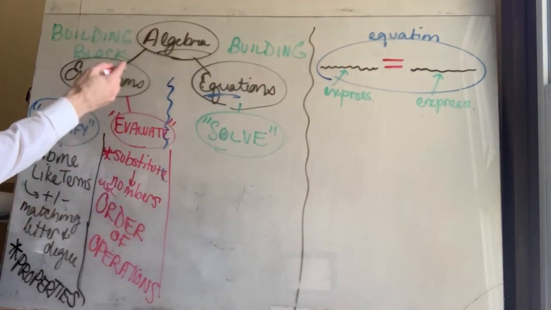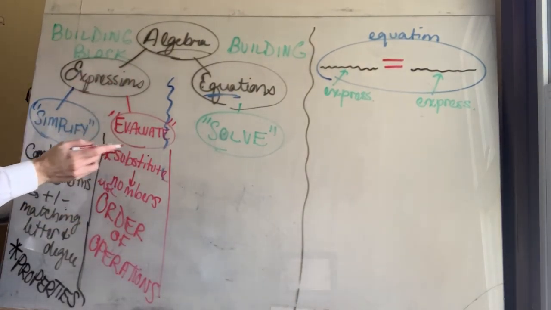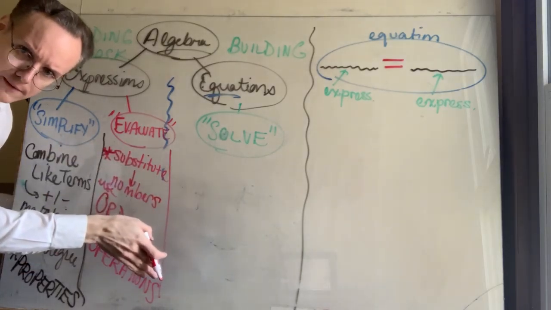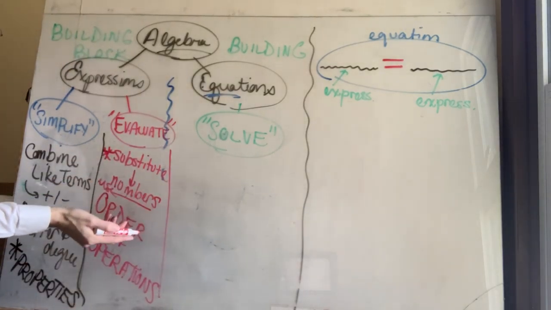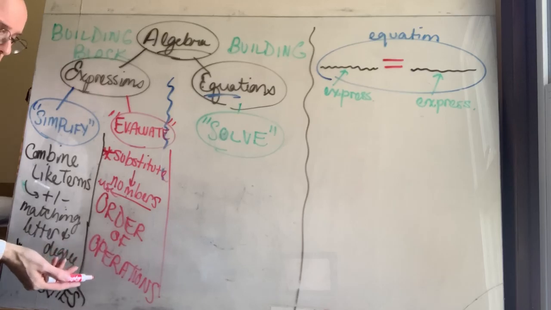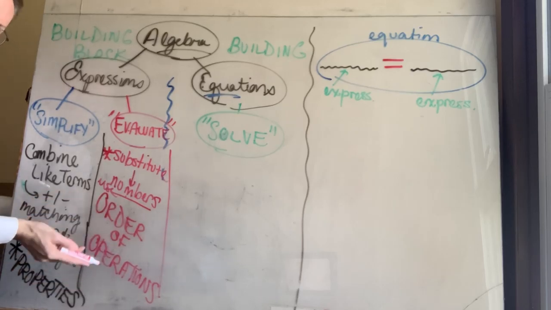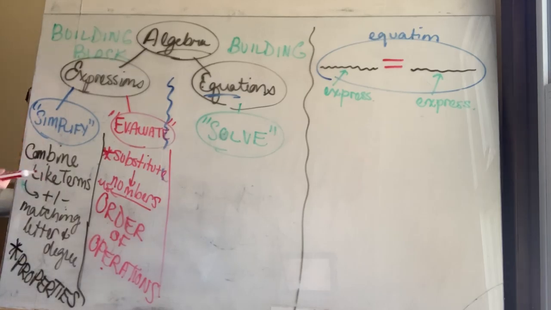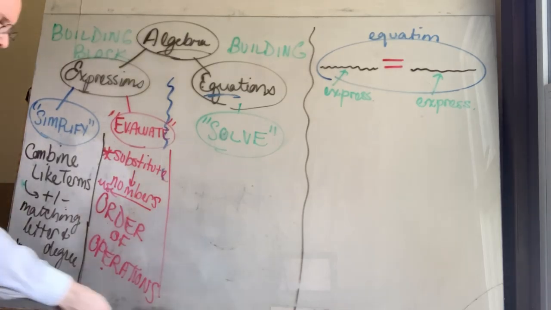Anyhow, just to summarize, if you evaluate, you're substituting some given number in place of a letter, which means you're just dealing with numbers. And if you have several operations to deal with, you're going to crunch numbers by using the order of operations. When you're simplifying, you're going to try to essentially combine like terms, maybe put things in descending order. I'll add that as well.